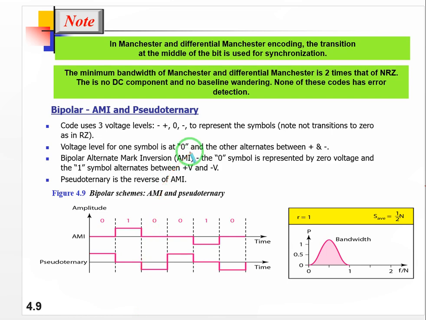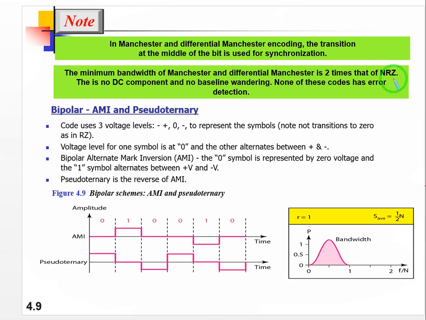Again, we have some notes for Manchester and differential Manchester. In Manchester and differential Manchester encoding, the transition at the middle of the bit is used for synchronization. Why do we do a transition in the middle? Because of synchronization, on the sender side and on the receiver side. The minimum bandwidth of Manchester and differential Manchester is 2 times the rate of non-return to 0.